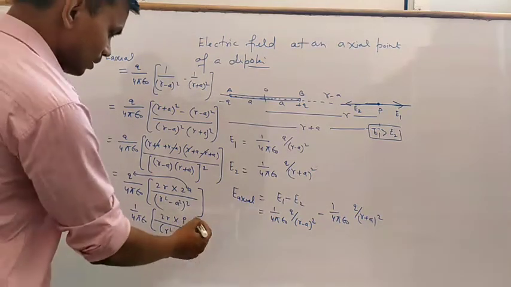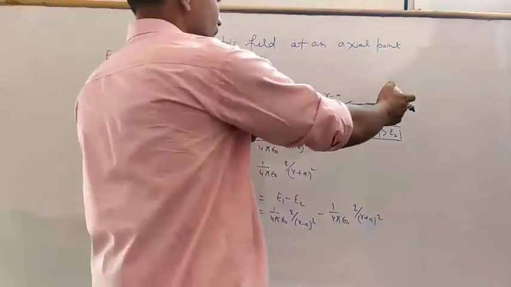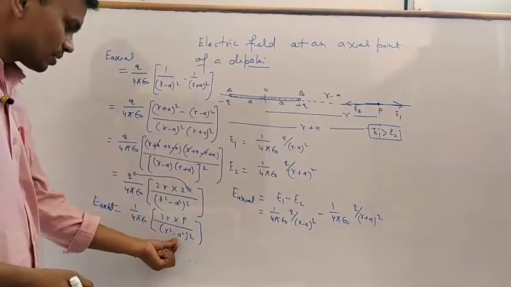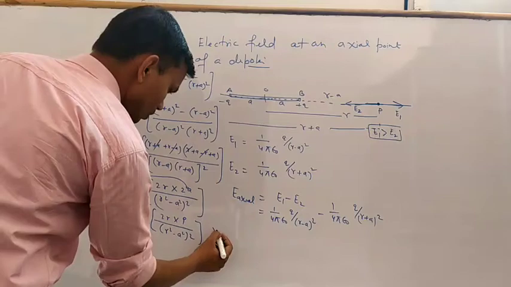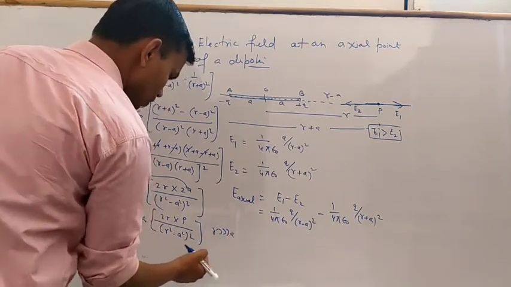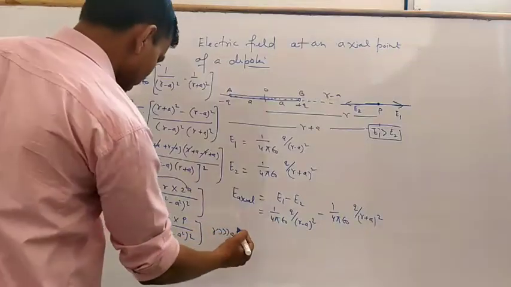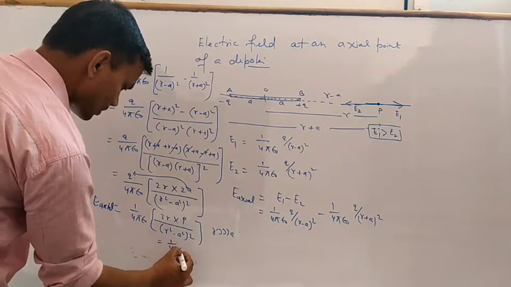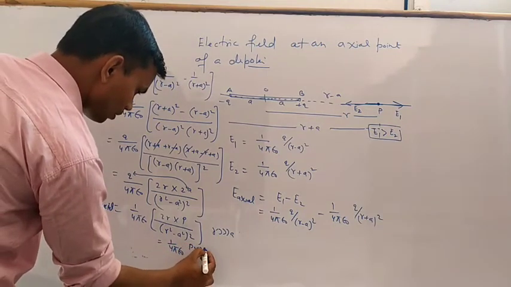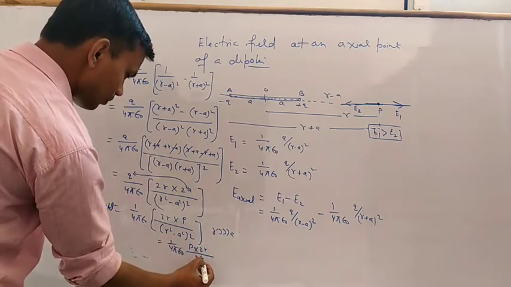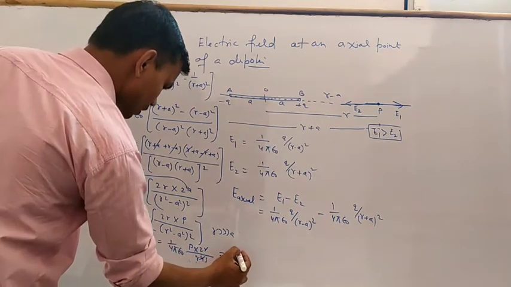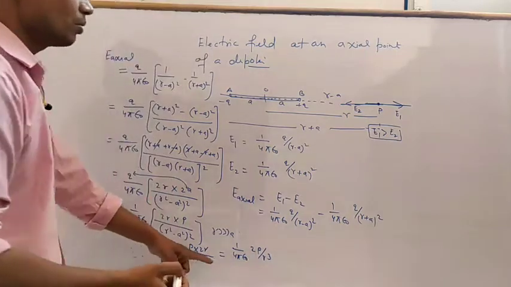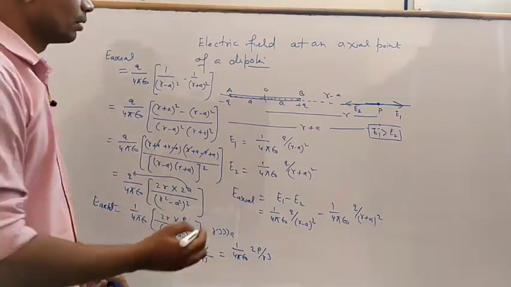Now one condition is there: if this distance r is very much greater in comparison to a, then a square is very much less in comparison to r square. So if r is very much greater than a, we can neglect a square. Then what we get is 1 upon 4 pi epsilon naught, p into 2r, upon r power 4, and this cancels out, leaving r cube. So 1 upon 4 pi epsilon naught, 2p upon r cube.